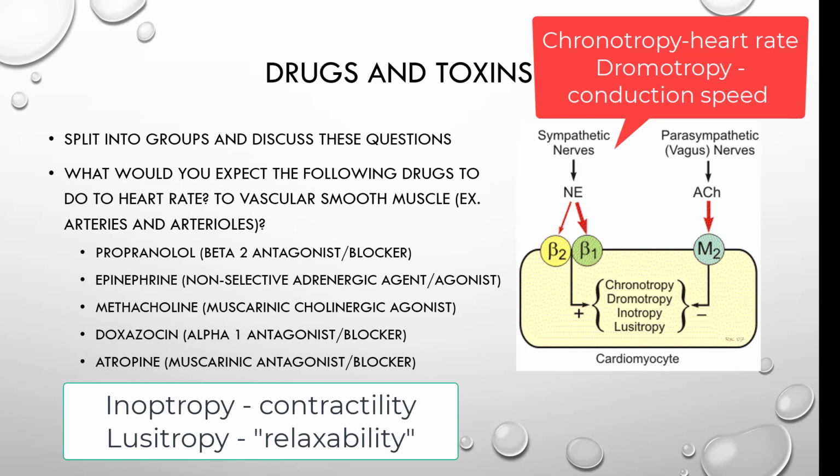Inotropy has to do with the contractility of the heart muscle, and again, inputs on the sympathetic and parasympathetic side, with beta 1 and beta 2 receptors on the sympathetic side and acetylcholine muscarinic 2 receptors on the parasympathetic side, affect cardiac myocytes differently.